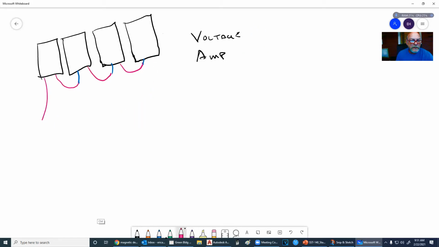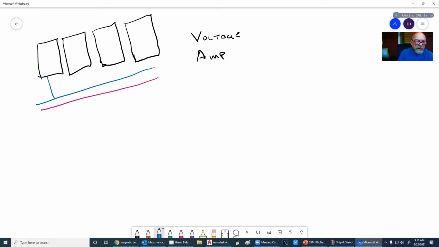When we do them parallel, then our amps double and our voltage stays the same. So we have a little bit of play there in which we can work with that.